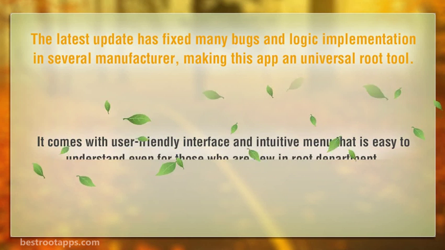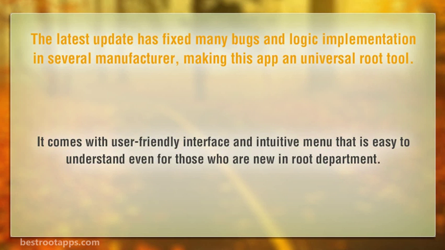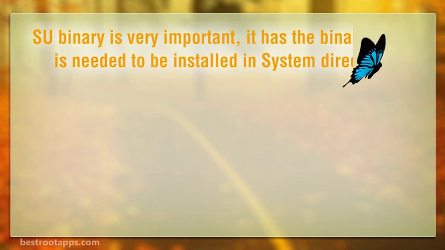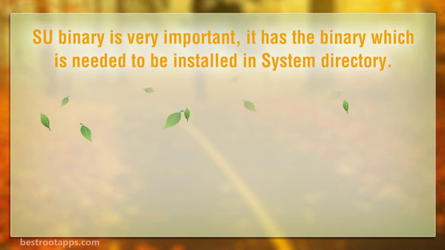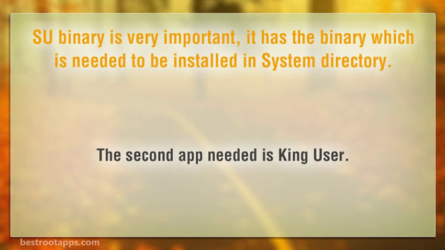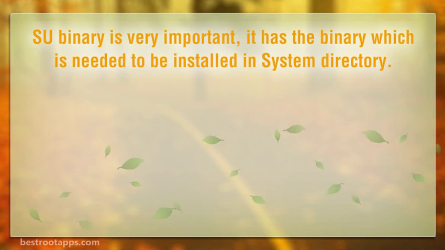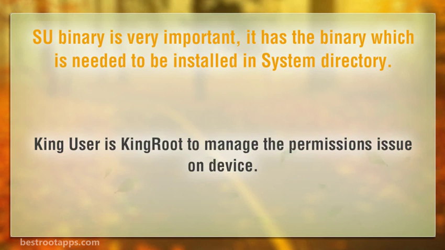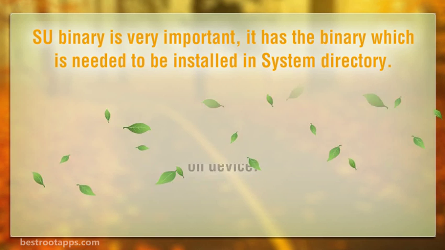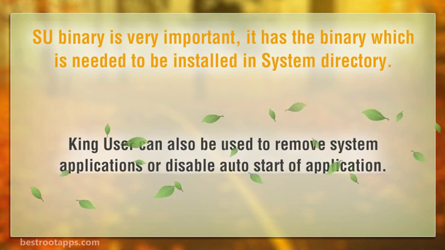It comes with a user-friendly interface and intuitive menu that is easy to understand even for those who are new in the root department. SU binary is very important. It has the binary which is needed to be installed in the system directory. The second app needed is Kinguser. Kinguser is used with Kingroot to manage the permissions issue on the device. Kinguser can also be used to remove system applications or disable auto start of applications.